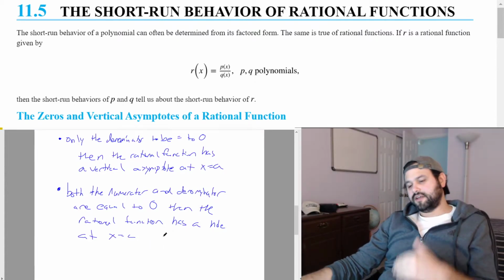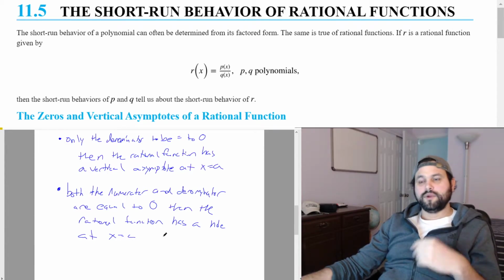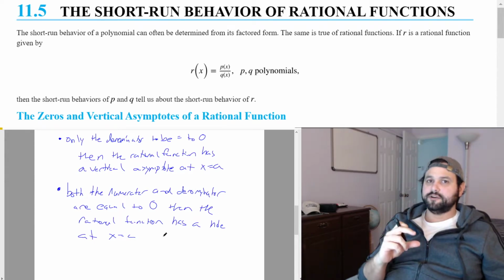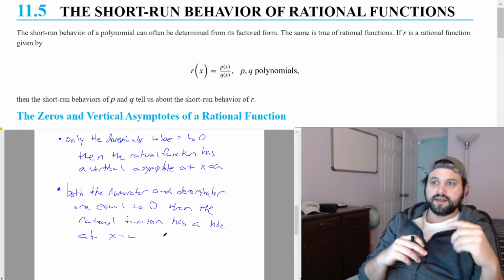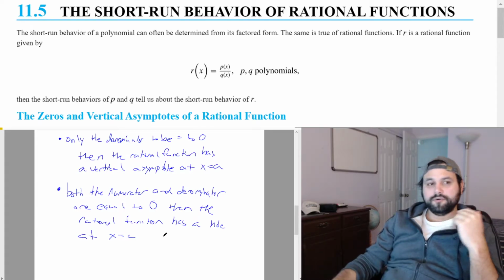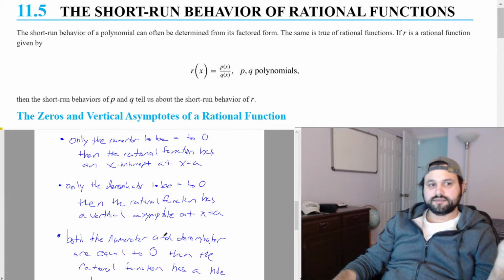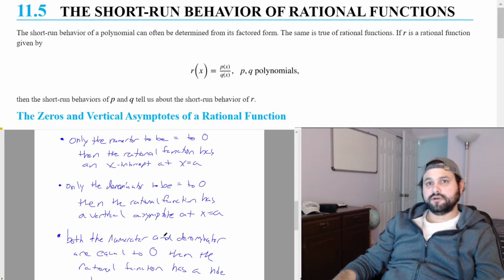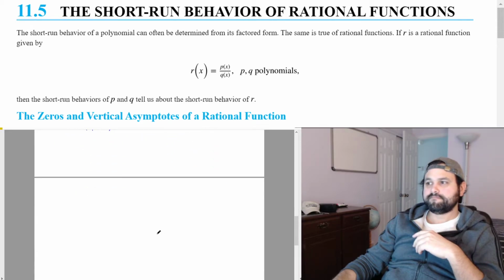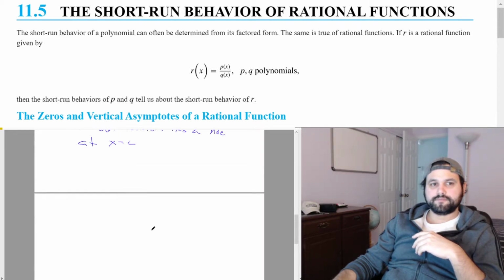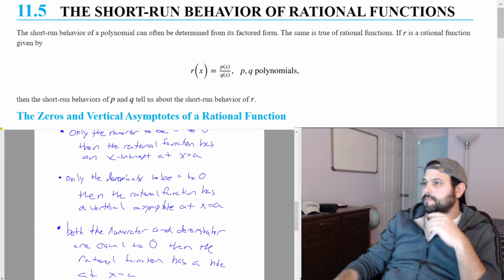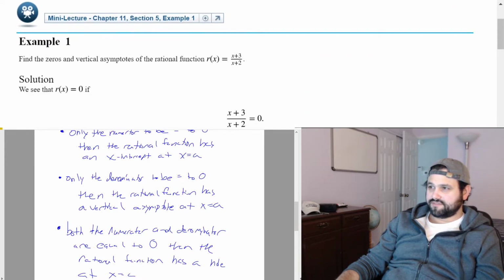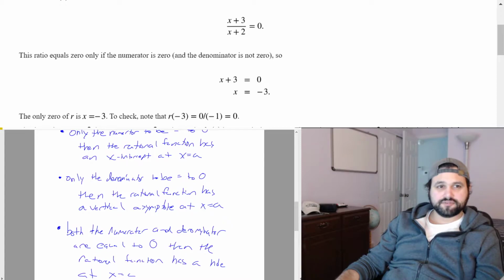So if we're talking about plugging in a value of x equals 1, and when you plug that 1 into the whole function, the numerator becomes 0 and the denominator becomes 0, so both of them are 0, then it's a hole, okay? So looking back here, these three cases will pretty much tell us about the short-run behavior of a rational function. So let's take a look at the book. I'll just leave that up there for now. In the book, we talk about zeros and vertical asymptotes. We have an example here, x plus 3 over x plus 2.